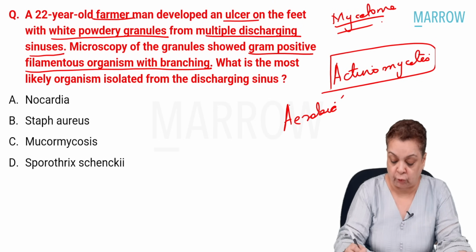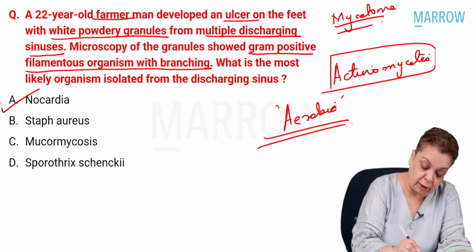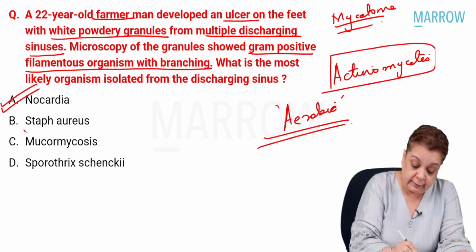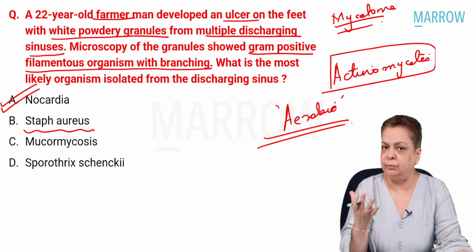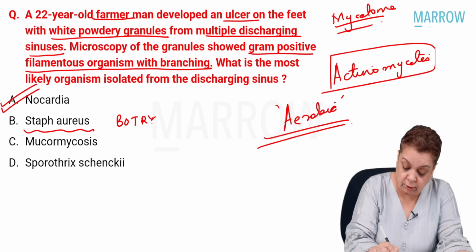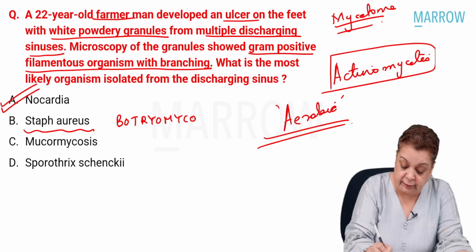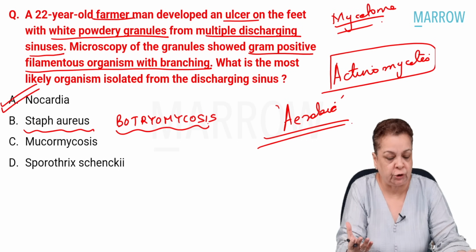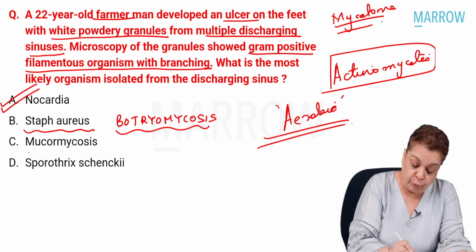Nocardia, the most important one, and that is what is mentioned out here. Nocardia is our answer. Yes, Staph aureus can cause a similar appearance. That condition is called Botryomycosis. But there you're going to see gram-positive cocci. You're not going to see gram-positive filamentous rods which show branching.